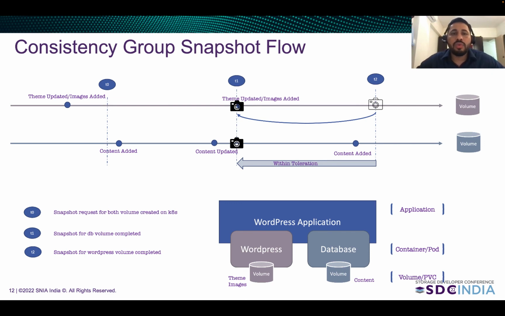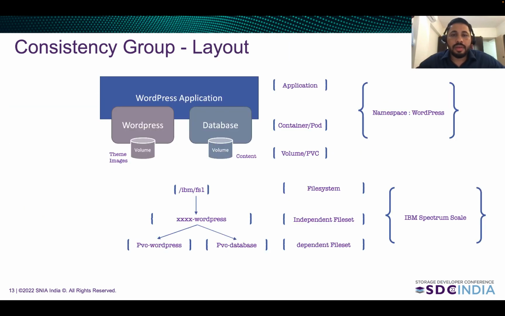Now, how did we achieve this? Okay, let's see how we achieved this in our CSI driver. Thanks to IBM Spectrum Scale, which is the file system, and we have the IBM Spectrum Scale CSI driver for Kubernetes and OpenShift. Now there is a file system, so all the volume data will be inside that file system. But we created a layout within that file system to support the consistency group.